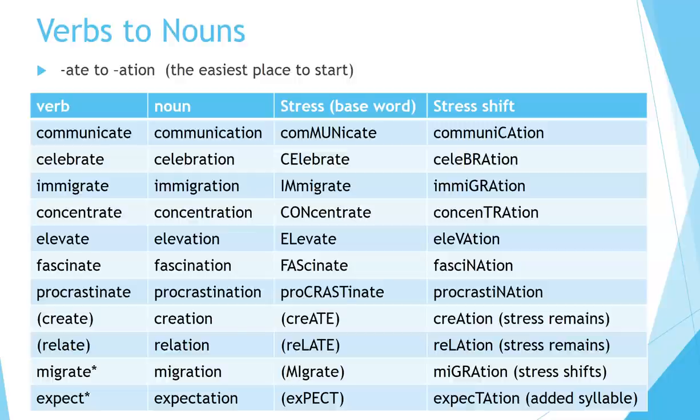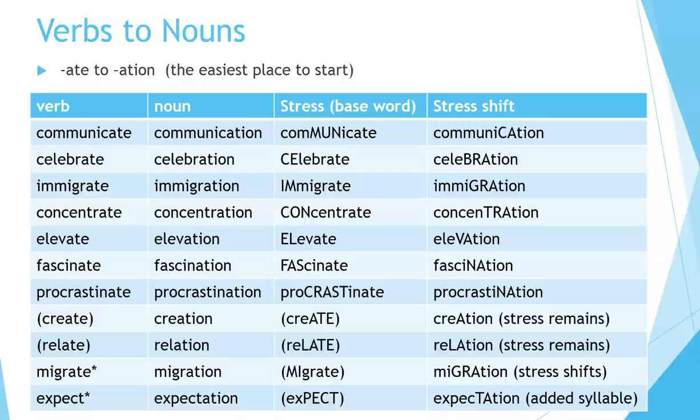Let's listen to them in contrast. Columns 3 and 4. Communicate, communication. Celebrate, celebration. Immigrate, immigration. Concentrate, concentration. Elevate, elevation. Fascinate, fascination. Procrastinate, procrastination. We'll stop here for a minute. Notice that in the last column, with the T-I-O-N, the stress comes right before the ending. So it's the second to the last syllable, communication.